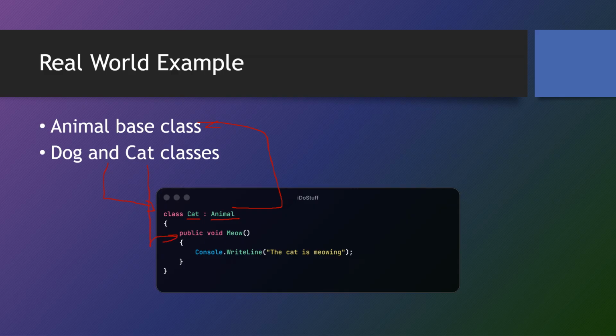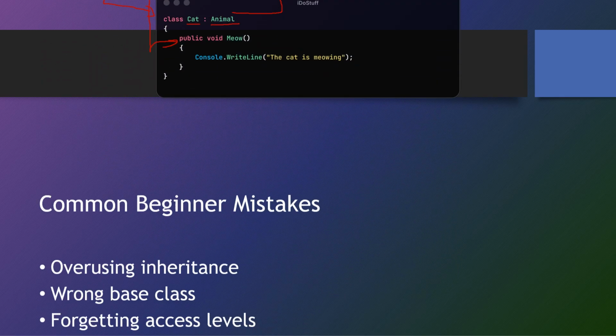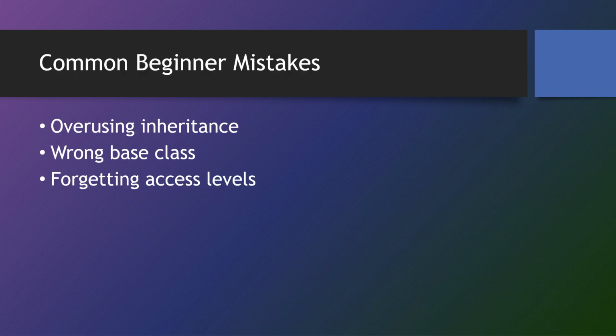Common beginner mistakes. A common mistake is using inheritance when classes aren't really related. Another is putting too much logic in the base class. Inheritance should represent a real is-a relationship. A dog is an animal. A car is not an animal. Keeping this mental model avoids bad designs.